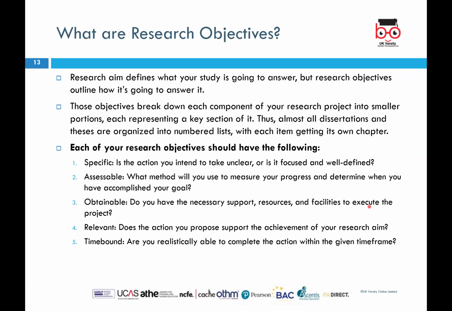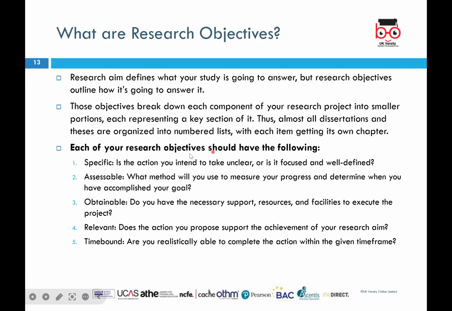There's a difference between aims and objectives. The research aim defines what your research is going to answer, but your research objectives outline how it is going to answer it. This gives you the how of the research. You could break down your objectives into smaller portions. Each portion will represent a key section of the project.